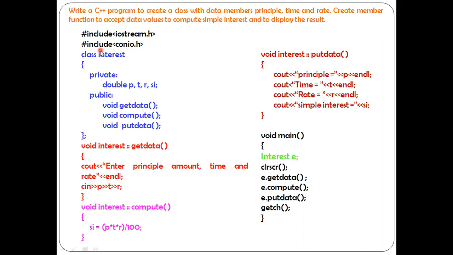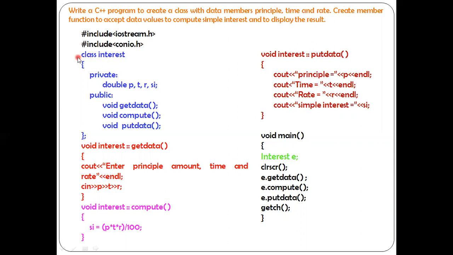Well, moving to the second one, #include within the angular bracket conio.h, stands for console input output header file. We are including this header file for two reasons. One is clrscr and another one is getch function. There you can see in the void main section clrscr and one more is getch function. For these two functions, we have included the second supporting header file, that is conio.h, console input output header file.